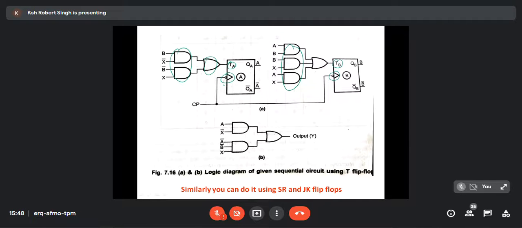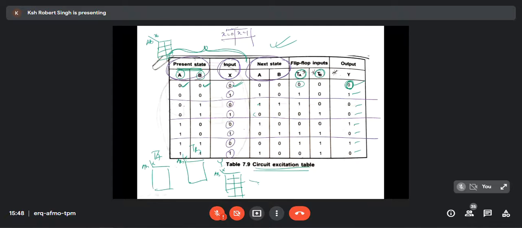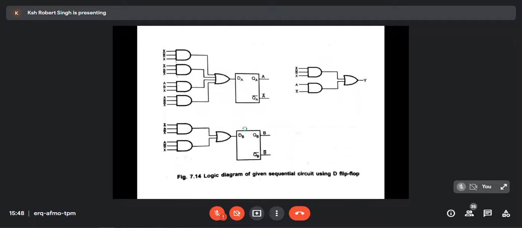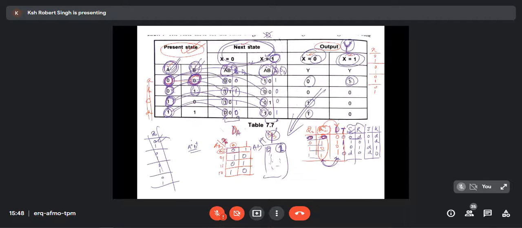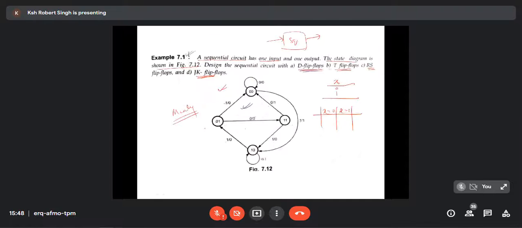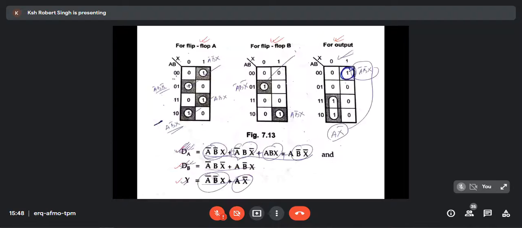Similarly, you can do it using SR and JK. This is what I have written. SR JK, you can do it, right? I am not doing it. Yes, sir. Can you try to understand? What is there to try? You have to do it. This is not a big issue. SR JK. I am not doing it because you have to do.